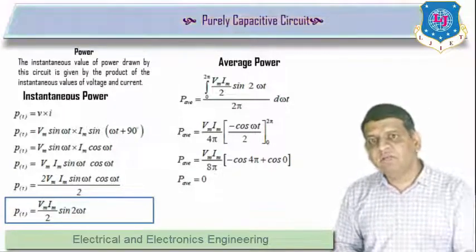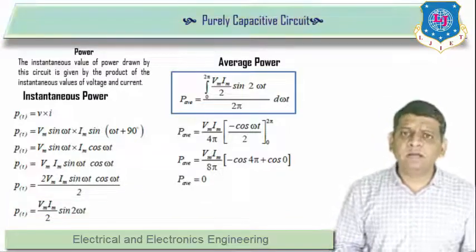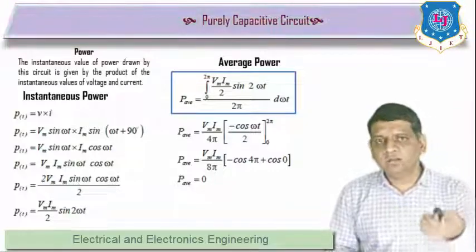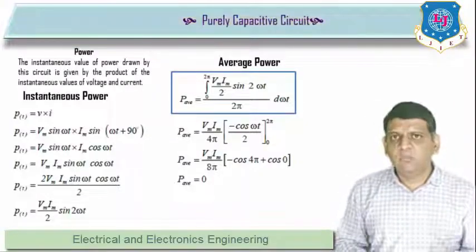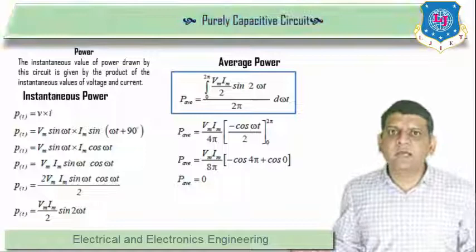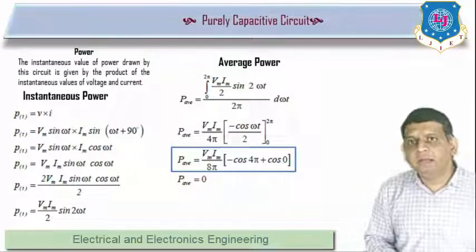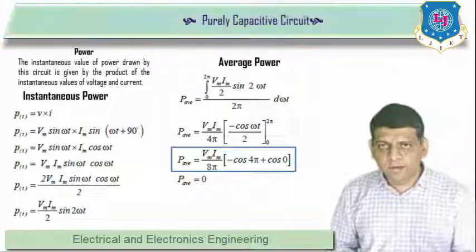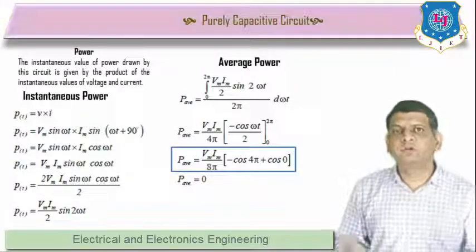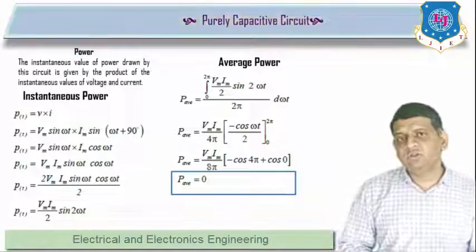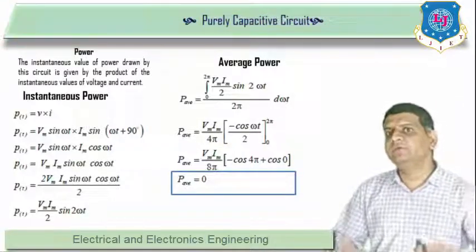So here same way, for purely capacitive circuit you will find Pt is equal to Vm Im by 2 into sin 2 omega t. Once you are taking the integration of this term with respect to the full cycle 0 to 2 pi, you can be able to find the P average value Vm Im by 8 pi into in bracket minus cos 4 pi plus cos 0. So here average value of instantaneous power P average is always equal to 0 for purely capacitive circuit, right?